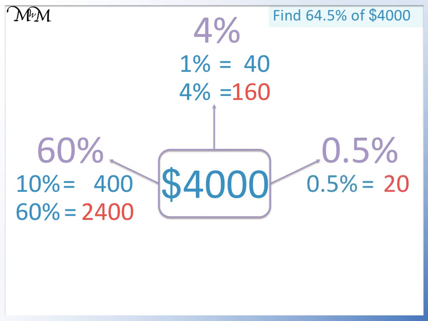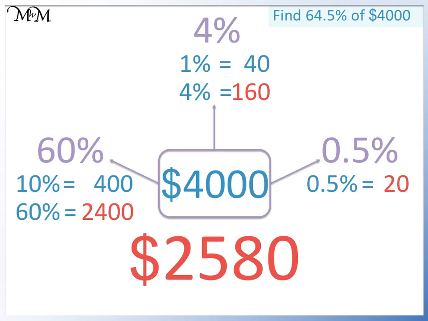To find our final answer, we add together 60%, which is 2,400, 4%, which is 160, and 0.5%, which is 20. 2,400 plus 160 is 2,560, plus 20 equals 2,580. So 64.5% of $4,000 is $2,580.